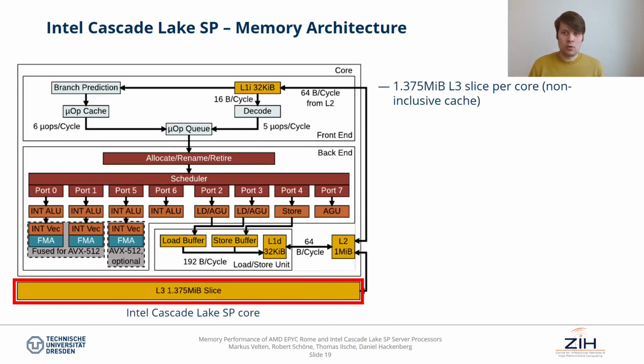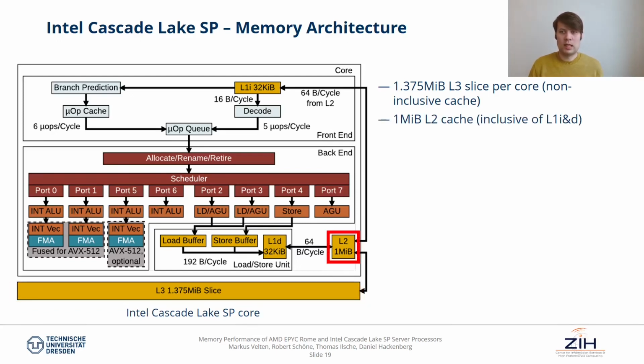The per core L3 slice on Intel Cascade Lake processors is smaller compared to the AMD design. This is a non-inclusive cache, which may work as a victim cache. The L2 cache is bigger than that. On the AMD processor, we have 1 megabyte compared to 512 kibibytes. This is an inclusive cache that holds cache lines from the L1 instruction and data caches. Both of these are equal in size as well and have the same 32 kibibyte size as the AMD L1 caches.